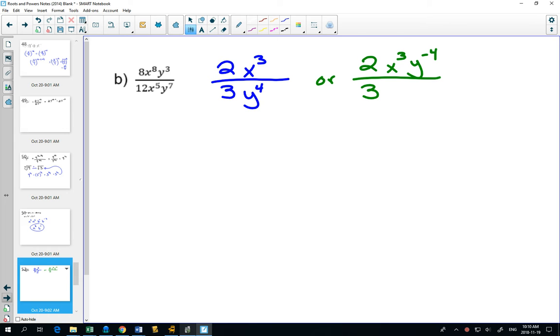You will find that textbooks tend to write their final answers with all positive exponents if they can. So your textbook answer would probably be the one in blue, but the one in blue is the same as the one in green. Just using your negative exponent law, saying if you have a negative exponent, you could rewrite it by doing the reciprocal. So this one was in the numerator with a negative exponent. You could write it in the denominator with a positive exponent.